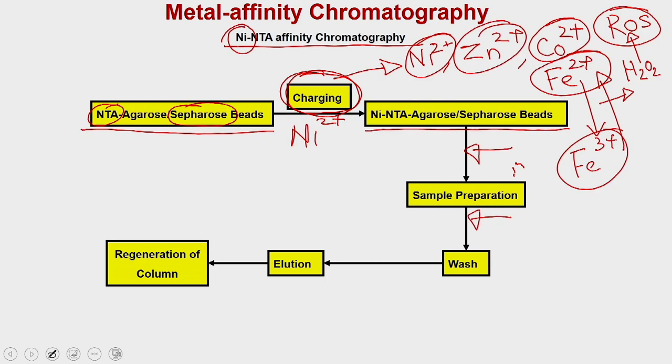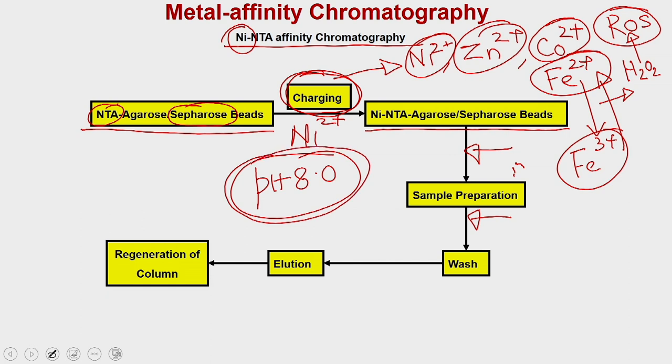Before you apply the samples, you have to equilibrate the column with the equilibration buffer, and in most nickel NTA affinity chromatography, you have to keep the pH somewhere around 8. You cannot work in nickel NTA affinity chromatography if the pH is less than 7, because the histidine tag present on the protein is not going to bind very effectively to the nickel present on the beads. So it is recommended that you use a buffer above pH 8, or at least above pH 7.4. Now you prepare the sample in this particular pH buffer.